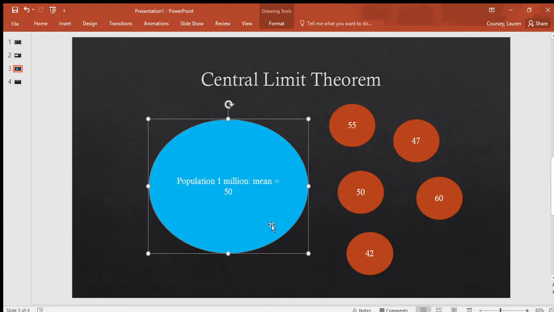And you can see if you took these values here, if we take 55 plus 47 plus 50 plus 60 plus 42, we get a total of 254. If we divide that by 1, 2, 3, 4, 5, our 5 samples.